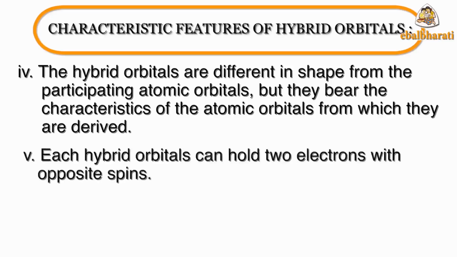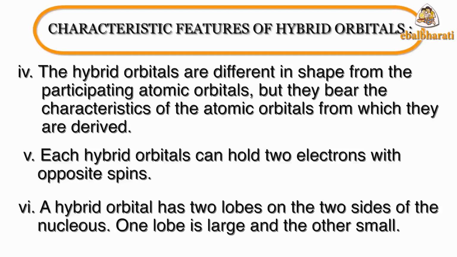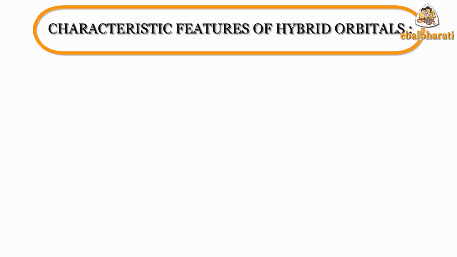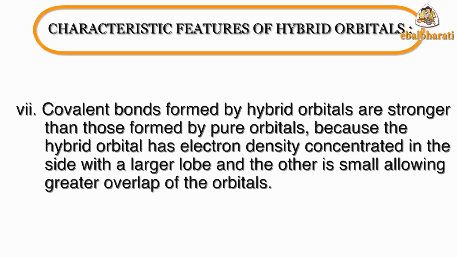Each hybrid orbital can hold two electrons with opposite spin. A hybrid orbital has two lobes on two sides of the nucleus. One lobe is large and the other small. Covalent bonds formed by hybrid orbitals are stronger than those formed by pure orbitals because the hybrid orbital has electron density concentrated in the side with the larger lobe and the other is small, allowing greater overlap of the orbitals.